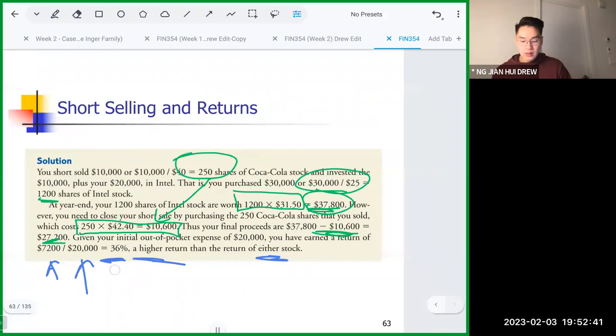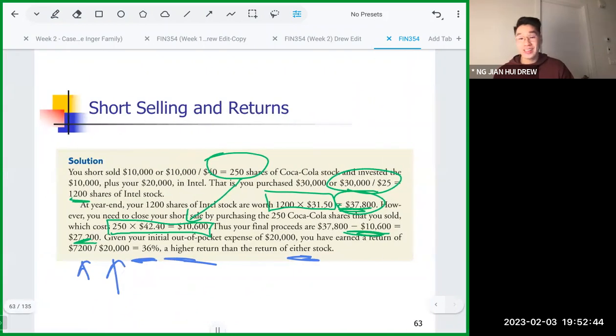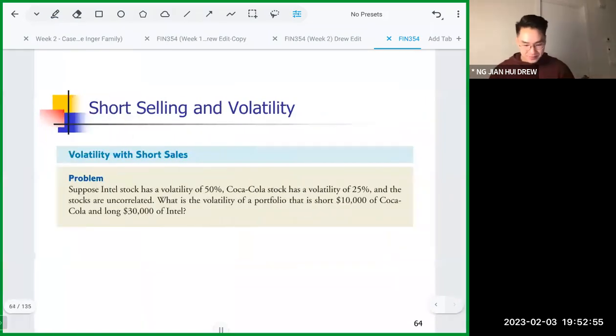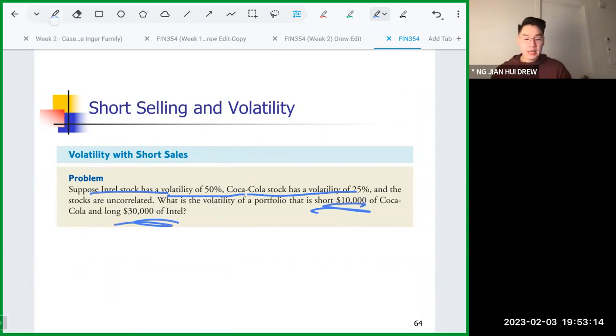So the question is, which stock to short? If you are a trader, that's where your expertise comes in. You need to have a view on the stocks. You need to know which stocks you want to short, if you're a trader. Okay, so suppose now we continue the problem. We know the volatility of Intel is 50%, Coca-Cola is 25%. What's the volatility of the portfolio where you short this amount and buy this? So now we need to calculate the volatility of this short position portfolio.